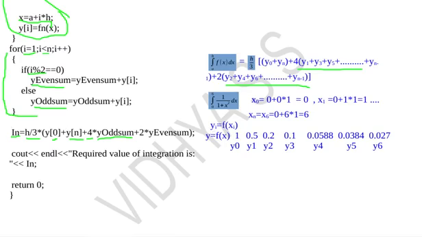After executing this statement, I will be getting the value of the integral in the variable In. So I can use cout. The required value of the integration is In. In will contain the value of the integration, and return 0. Hope you understand. Thank you.